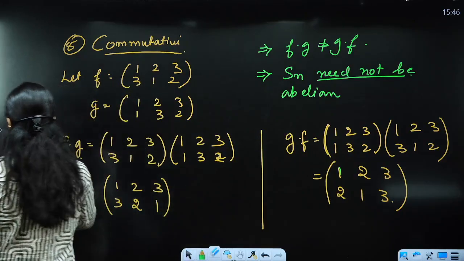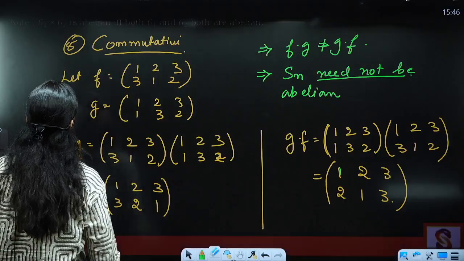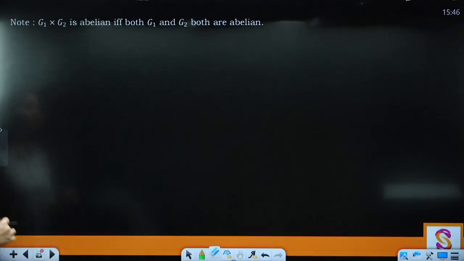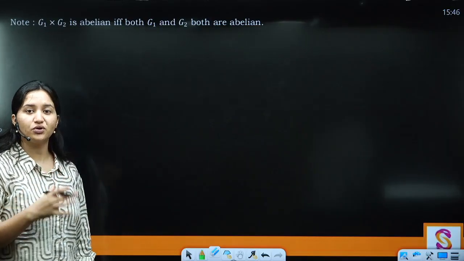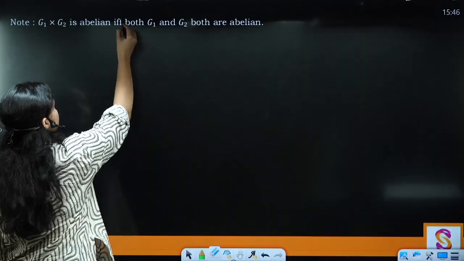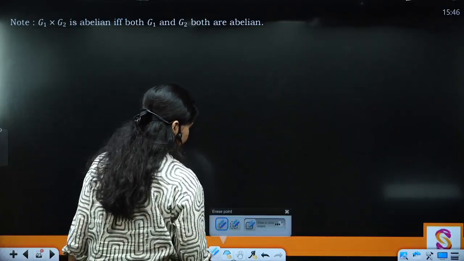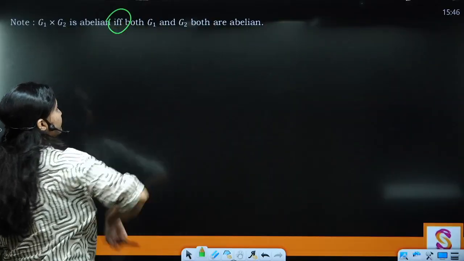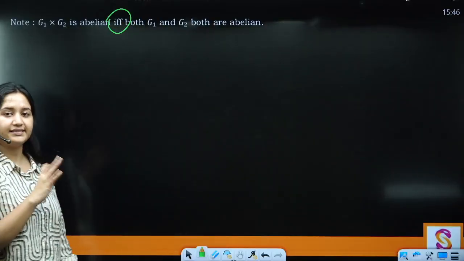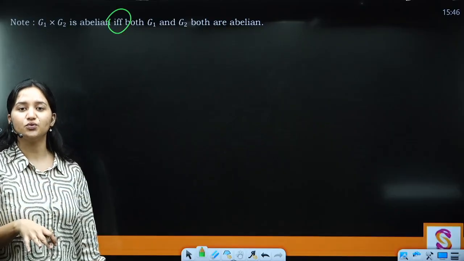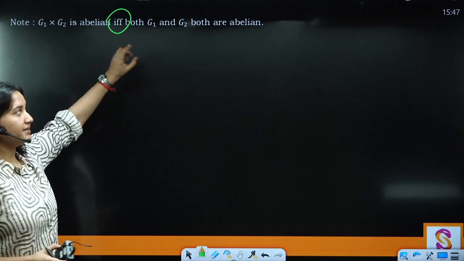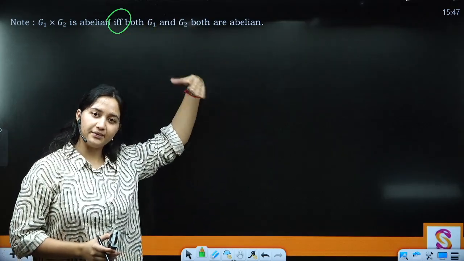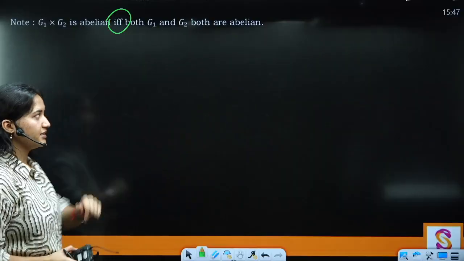All right, moving on to the next part. We have G1 cross G2 is abelian if and only if G1 and G2 both are abelian groups. What is the condition given here? If and only if. That means the converse of such a theorem is also true. That means if G1 cross G2 is going to be abelian, then individually G1 and G2 will be abelian as well. Clear? So let's take the proof for it.